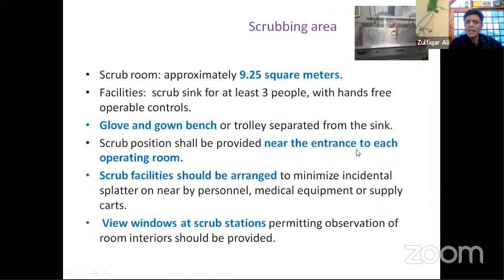The scrubbing area is again important. We have recommendations that we have to have a scrubbing area of around 9 square meters. We have to have space for around 3 people who can scrub simultaneously. We have to have a glove and gown bench nearby. Once we scrub, the surgeon or the anesthesiologist should easily be able to wear a gown and a glove, and it should be placed near the entrance to the operating room.